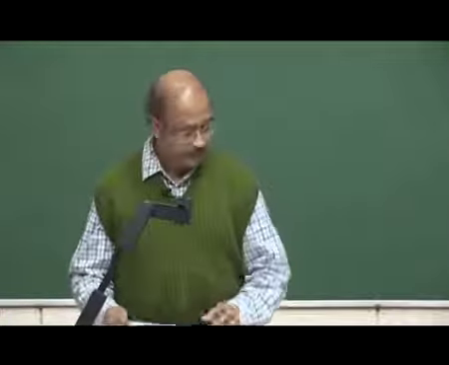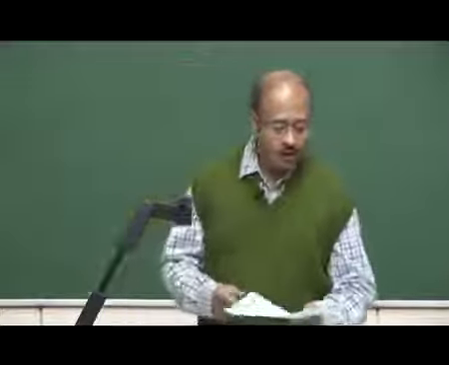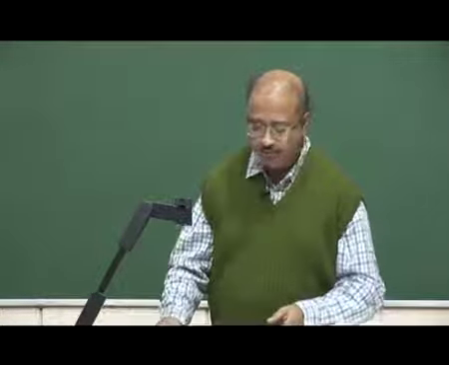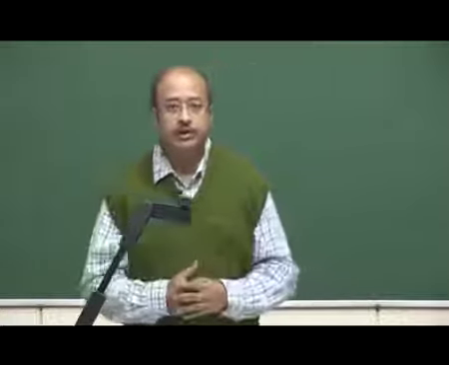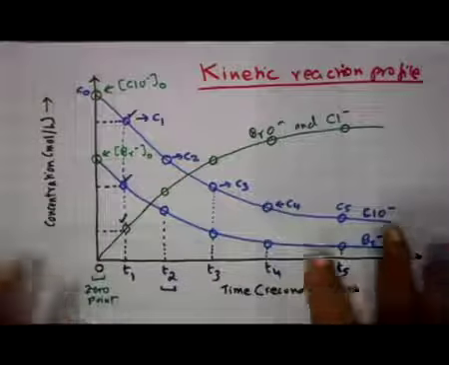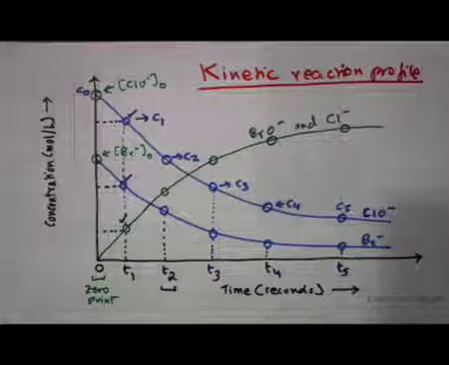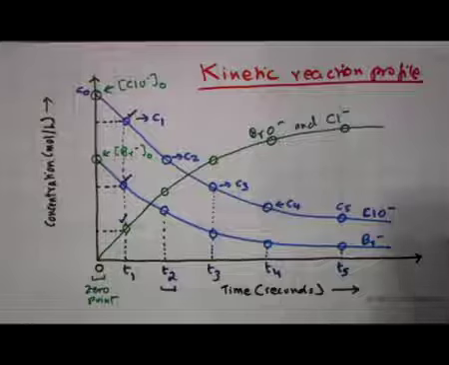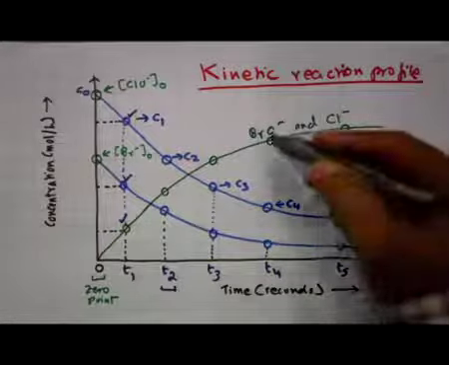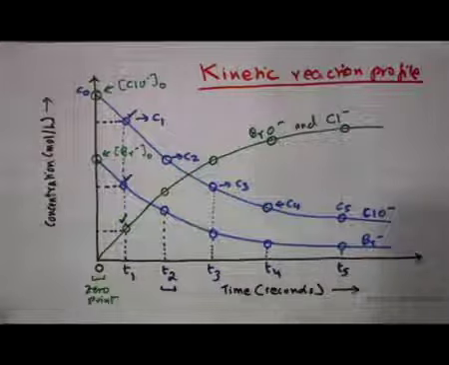Just a brief, actually a very quick recap. What we did last class was we started looking at kinetic reaction profiles, and this was the reaction profile we were looking at. This was an example where the reactants were hypochlorite and bromide and the products were hypobromite and chloride. It is a very simple reaction.